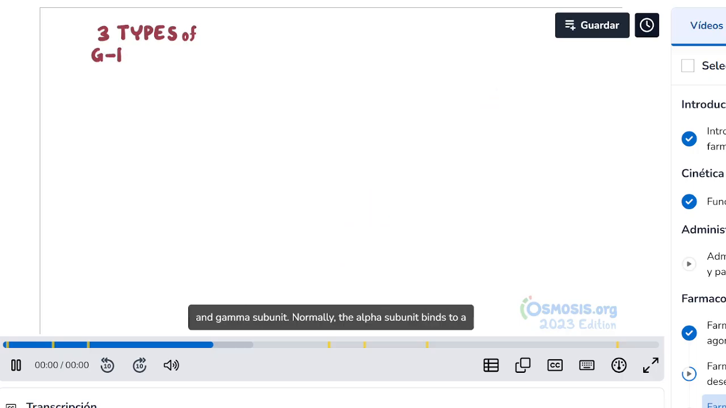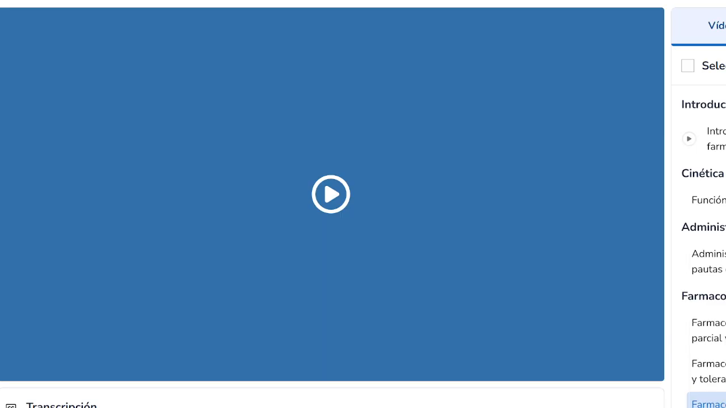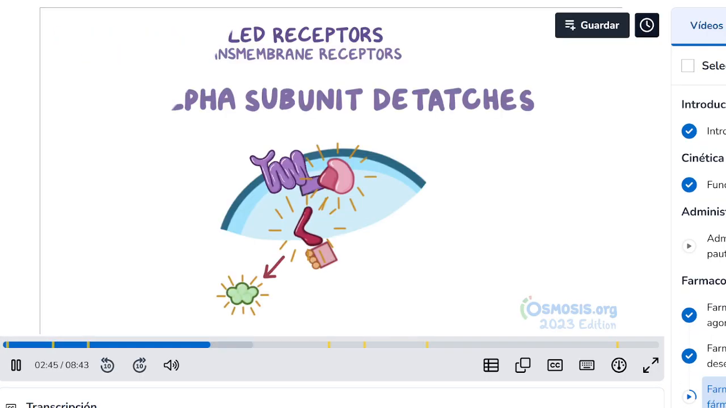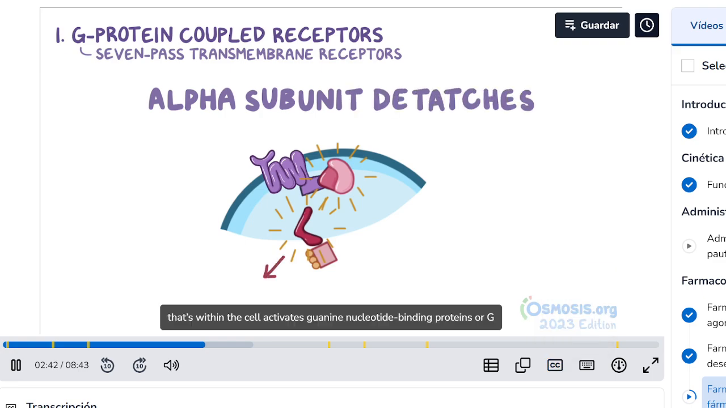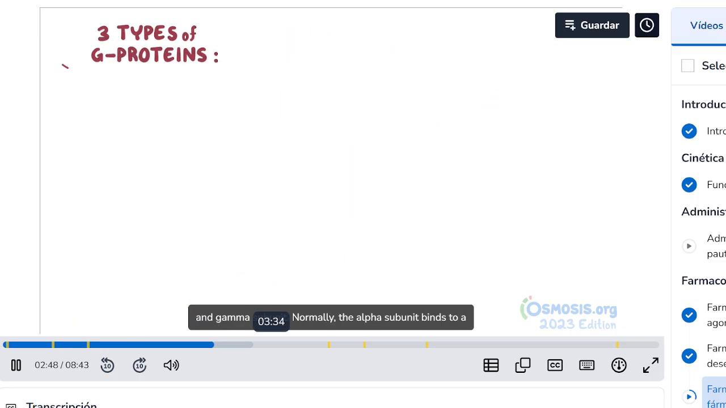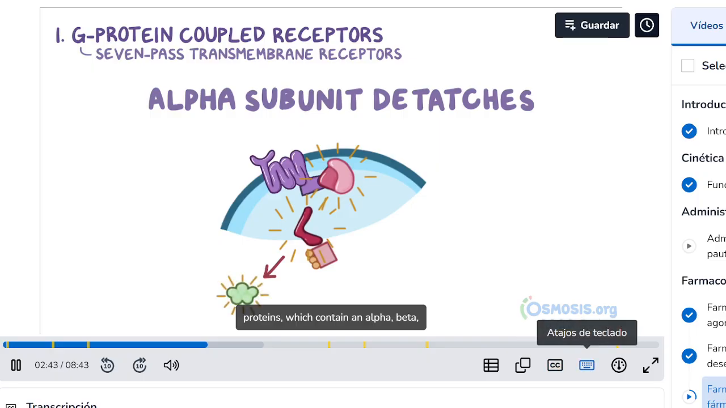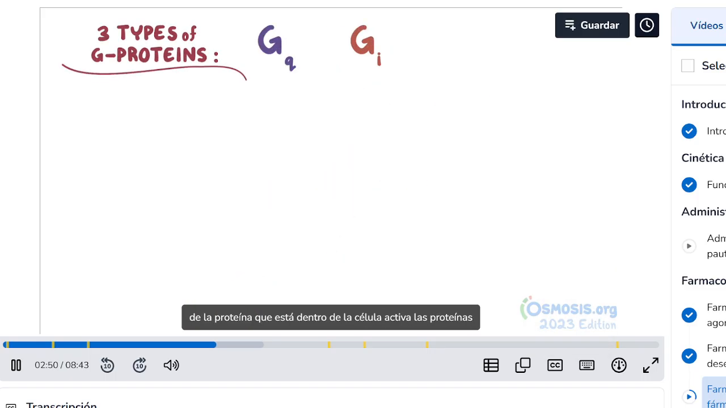Broadly speaking, there are three types of G proteins: GQ, GI, and GS. Each type has its own kind of alpha subunit.